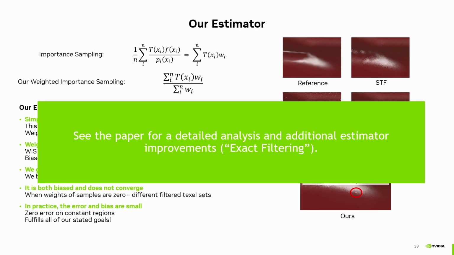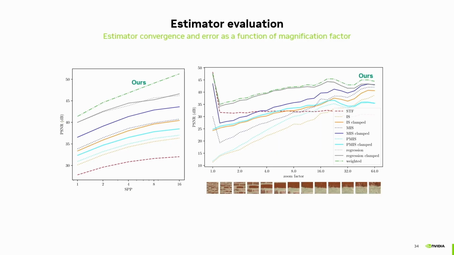So let's have a look at how they perform and compare. On the left is a plot of convergence of different estimators with PSNR as a function of samples per pixel.